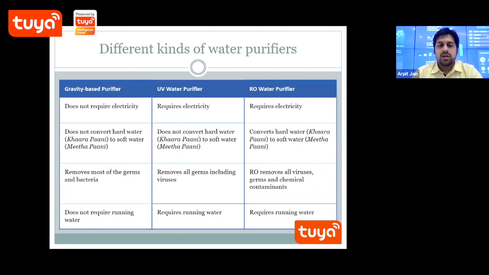The next one is the ultraviolet water purifier. This water purifier uses UV rays to remove virus and the harmful germs present in your drinking water. It gives protection from waterborne disease. The UV water purifier is one of the most efficient purifiers to disinfect water, and it runs on electricity.